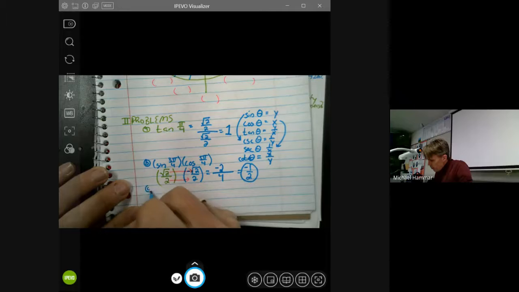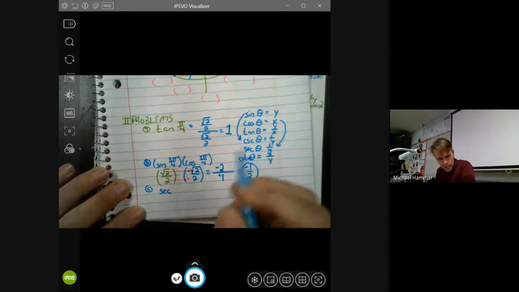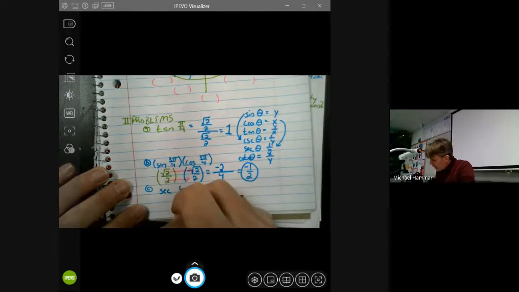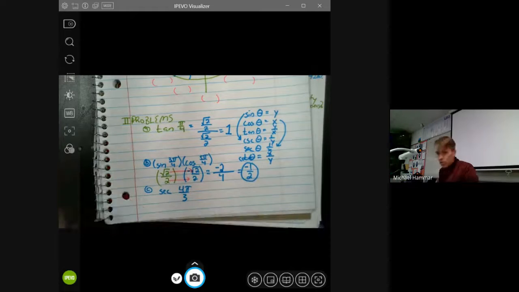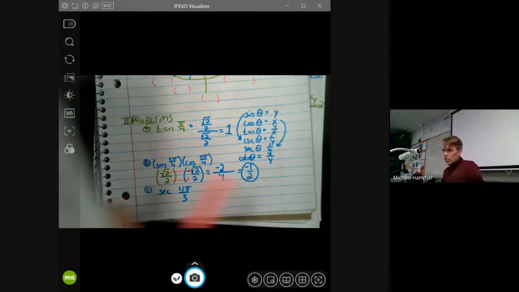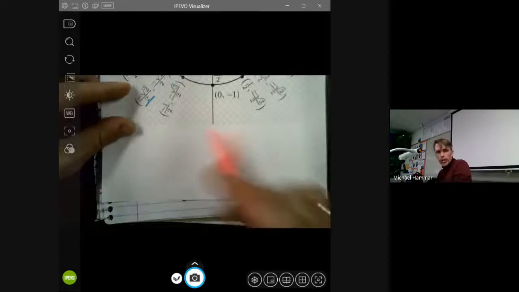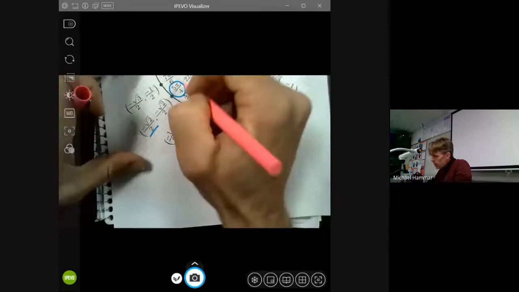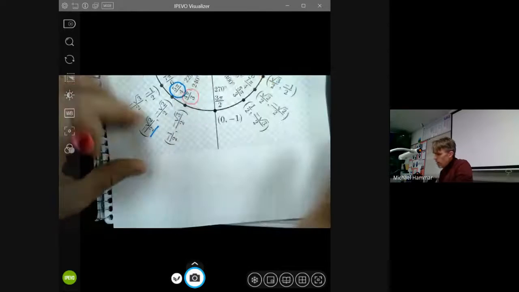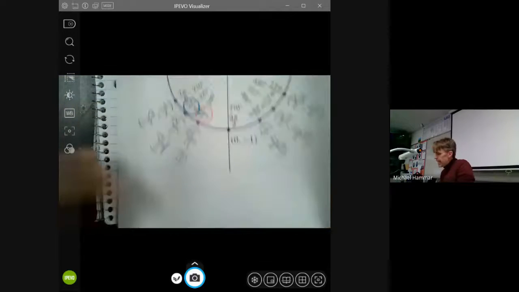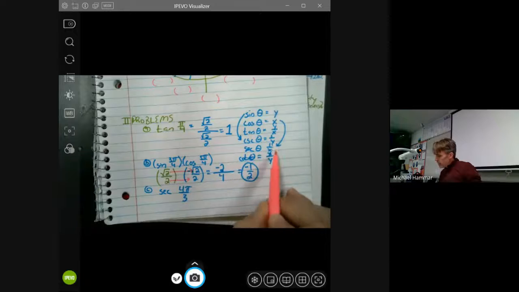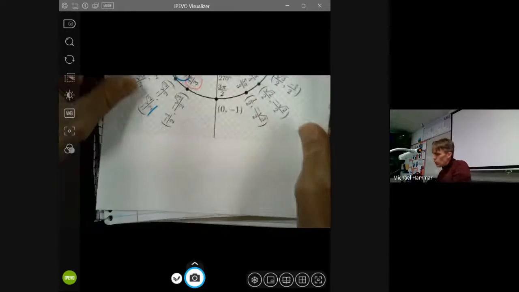Okay? So what if we did the secant of 4 pi over 3? You need to figure out what that is or where that is located. I'm going to show you here that 4 pi over 3 on our unit circle is right here. But remember, secant is 1 over the x-coordinate.